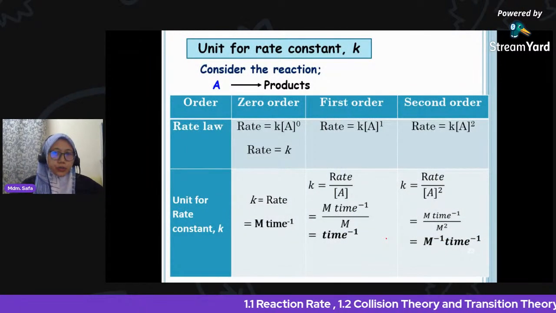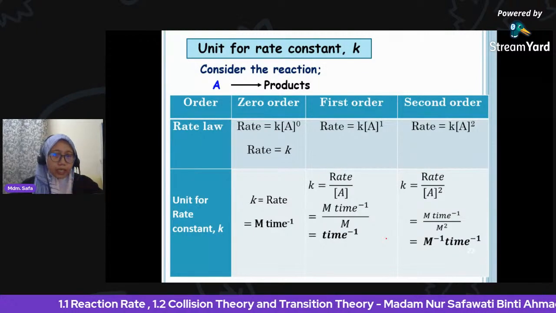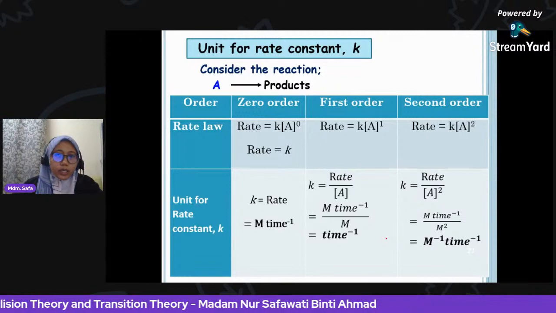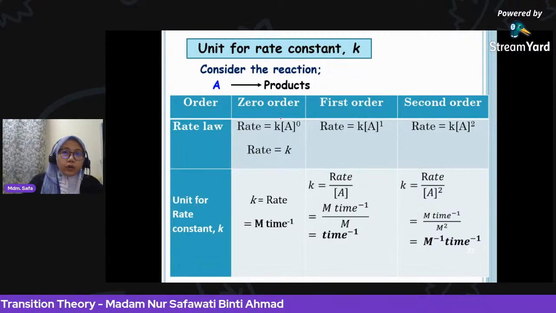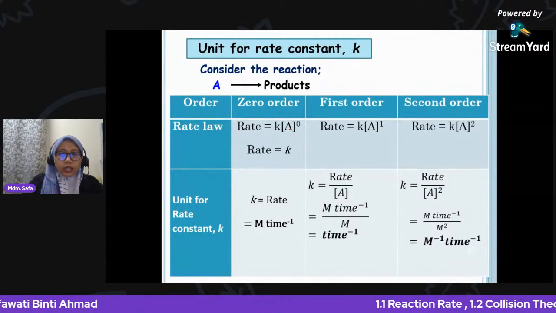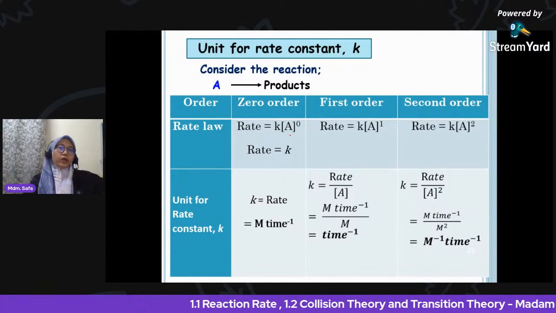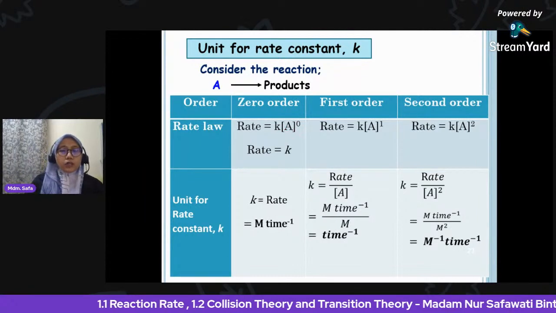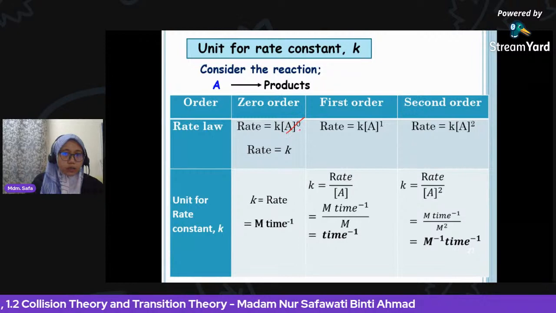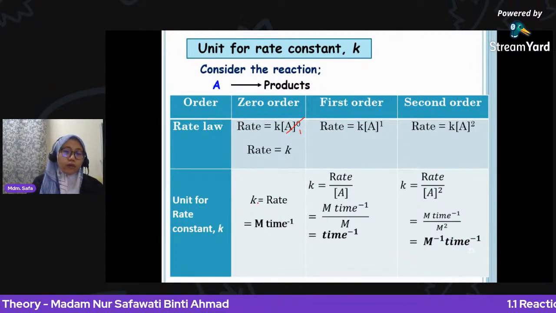So ini madam go through sikit untuk unit for rate constant K. Macam mana kita nak tahu unit of K daripada order. Okay. So untuk zero order, kita tengok daripada rate law untuk zero order K concentration A power of 0. Okay, let's say kita ada reaction A produce product. Simple saja. So katakan kat sini zero order power of 0 lah. So bermakna power of 0 is equal to 1. So rate is equal to K. Macam mana kita nak tahu dia punya unit of K?